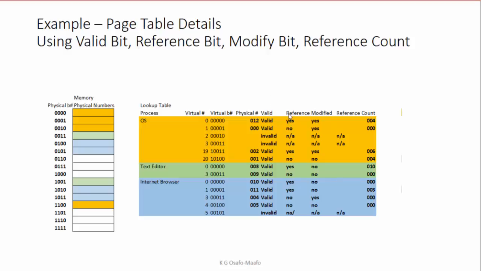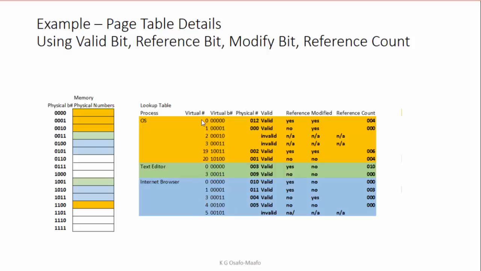So using a reference bit would say, whenever I have to take out a page, I'll put the pages in like a round robin. We've done round robin scheduling, right? So it's the same idea. You have a round robin schedule for all the pages that a process is using. So if the OS is running, set up these pages in round robin. If the text editor is running, set up these pages in round robin. If the internet browser is running, set these pages up in round robin.